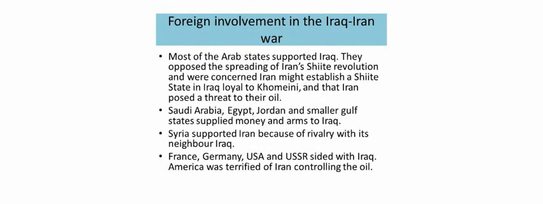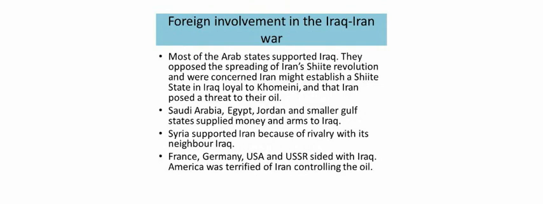A lot of them also feared that the Shiite revolution in Iran would pose a threat to their oil. Of course, the Iranians had cut off foreign oil, especially to the United States, and as a result, other countries like Saudi Arabia, Egypt, and Jordan, and smaller Gulf states will supply money and arms to Iraq to return a sense of normalcy to the Gulf. Syria will support Iran because of its rivalry with Iraq, especially over the areas of Kurdistan, which in some cases Syria claimed. France, Germany, the USA and the USSR will side with Iraq.